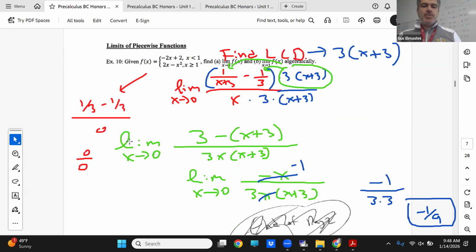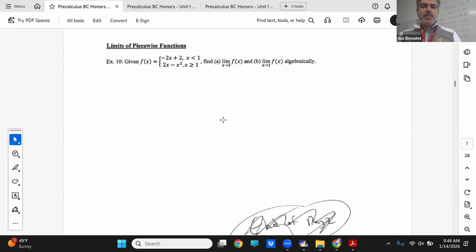Okay, for a piecewise function, well, part A is easy. What's x approaching here?